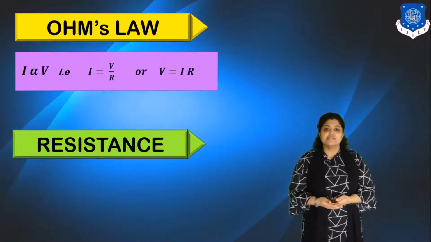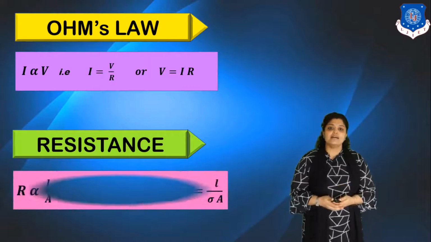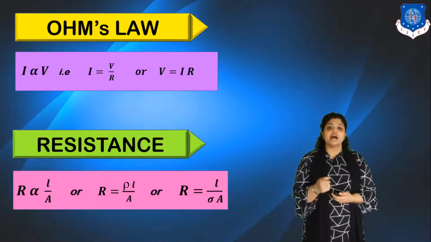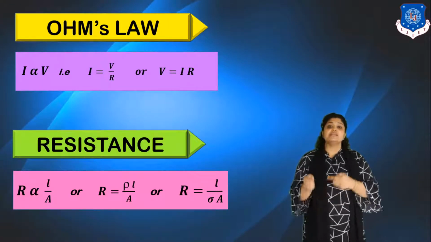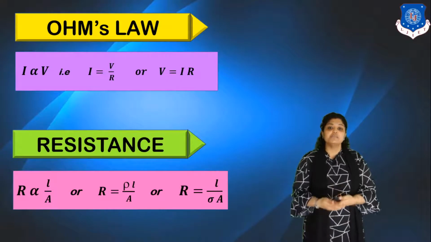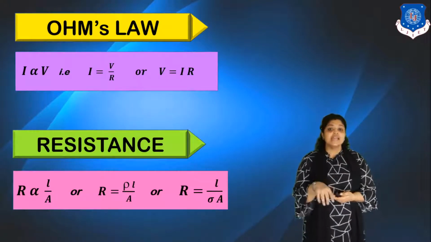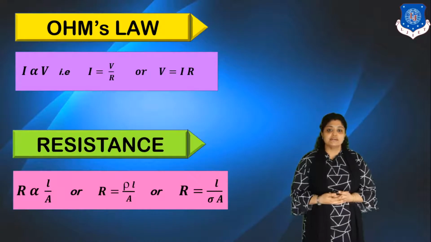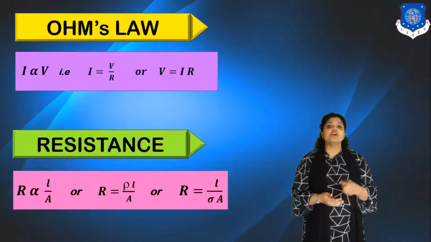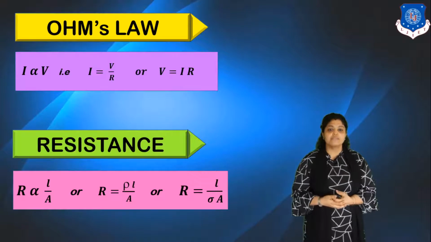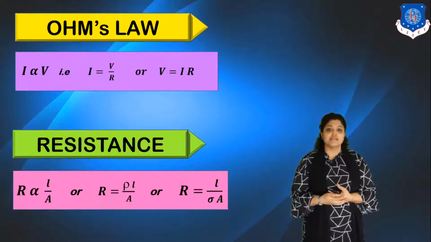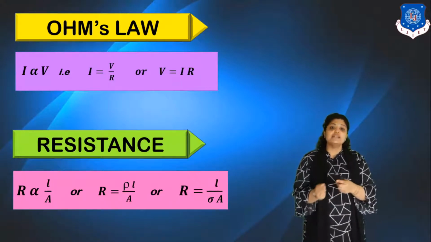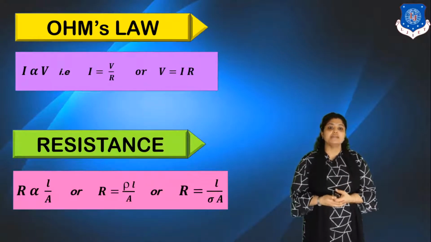The relation between resistance, length and area is given by this common equation: R is proportional to L by A. That is, resistance is directly proportional to length and inversely proportional to the area of the conductor. Again, we introduce a proportionality constant here, denoted by rho, and we call it the resistivity of the material. Unit is ohm meter. The inverse of this resistivity is known as conductivity, denoted by sigma. So we modify this equation as R is equal to L by sigma A.